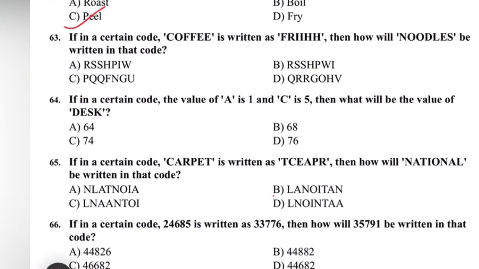If in a certain code coffee is written as FRIIHH, then how will noodles be written in that code? It's actually something related to this coding. It's very easy. Practice it more and make it easier for you. Answer is option D.